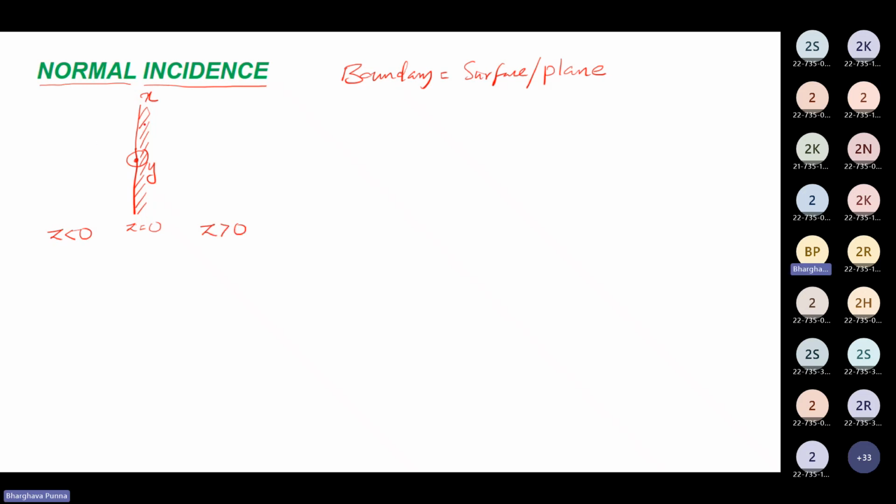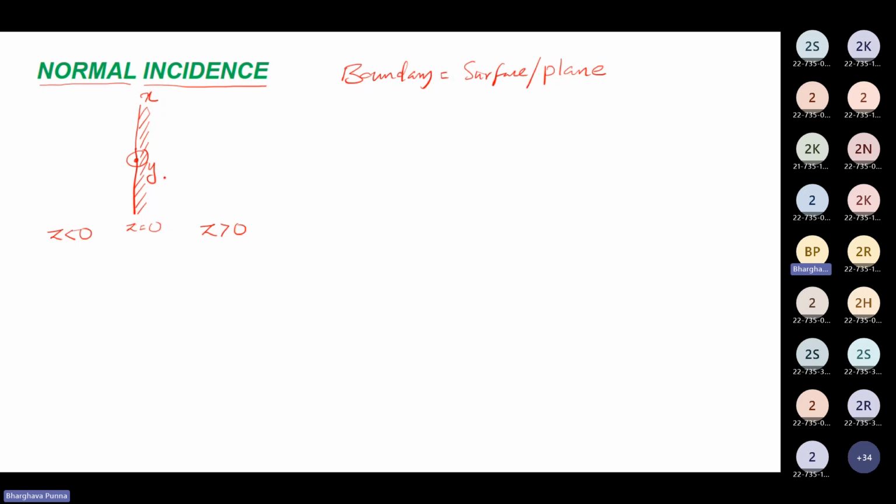Okay, so this plane, this surface or this boundary is separating this particular space into two media. One is the left side of this one, which we indicate with z less than 0, and the right side of this one we indicate with z greater than 0.